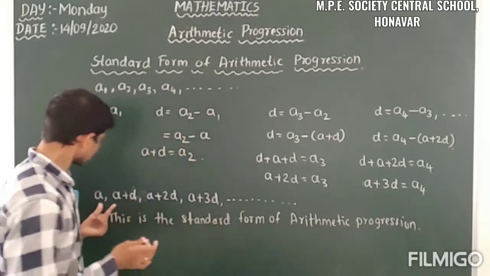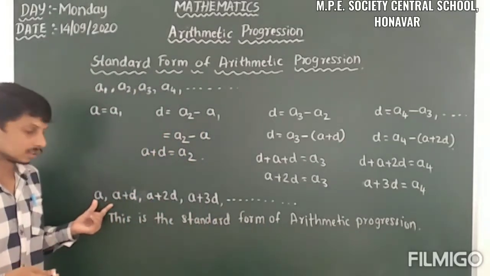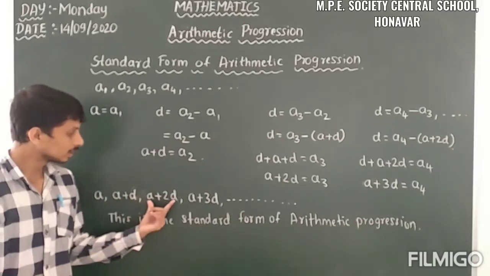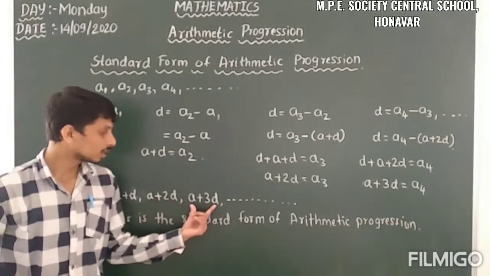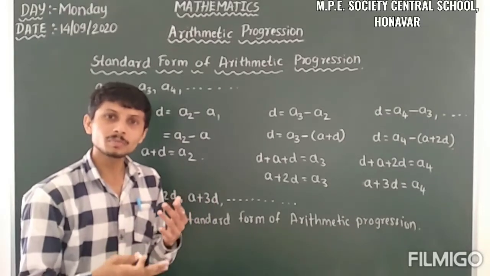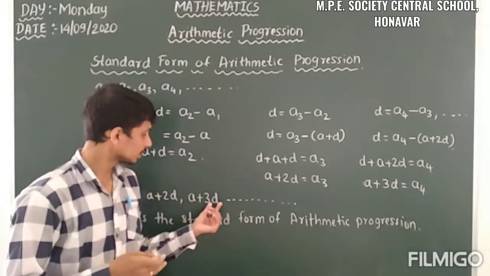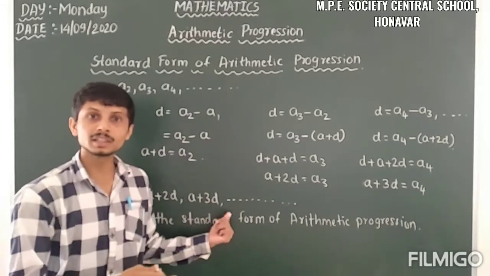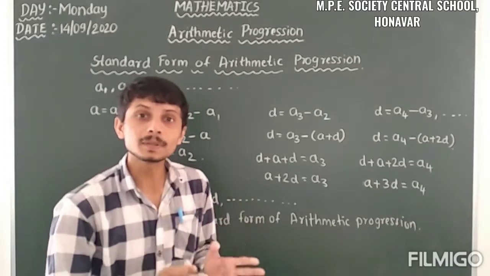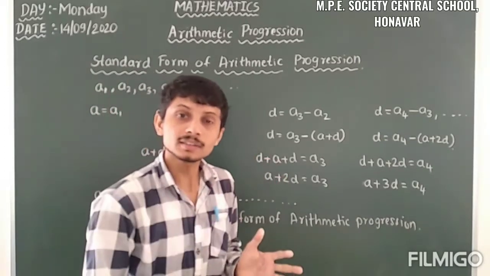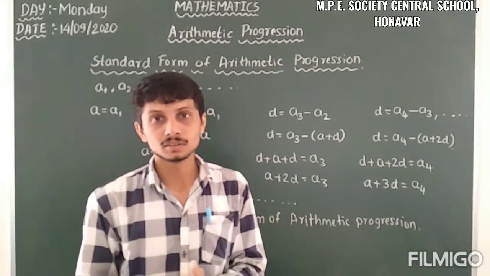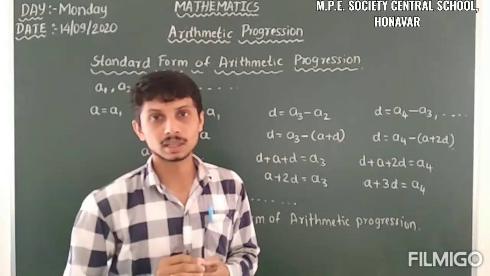So just observe, the first term is a plus 0d. The second term is a plus d, that means 1d. The third term is a plus 2d. The fourth term is a plus 3d. So we have to subtract 1. Just observe the fourth term, 3d. So the 50th term must be a plus 49d. In the 100th term we have a plus 99d. So likewise we have to take that.